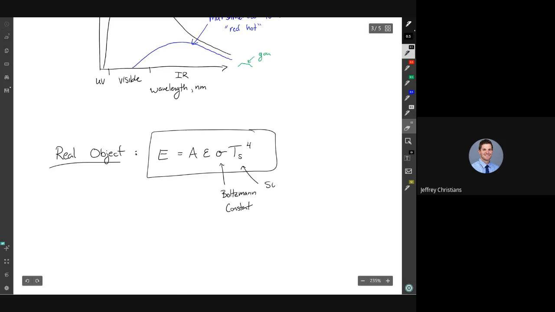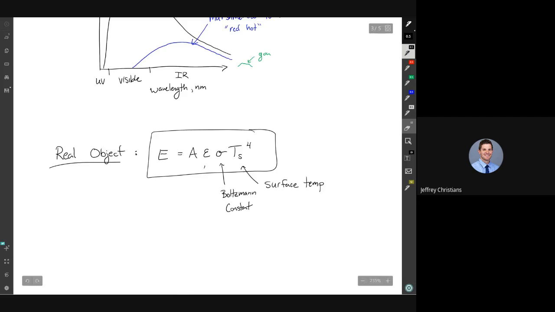T_S is the surface temperature. So radiation is something that happens at object surfaces, not inside objects. It's a surface effect. If you want to look at the sun, for example, the key thing is the surface temperature of the sun, not the temperature of the core, right? It's the sun's surface.